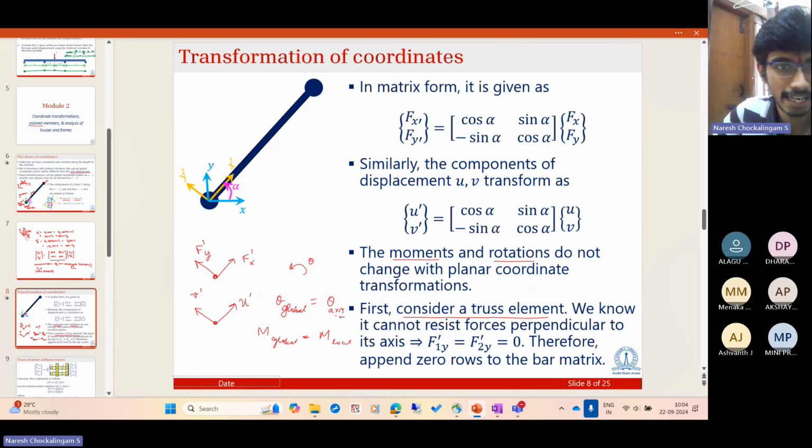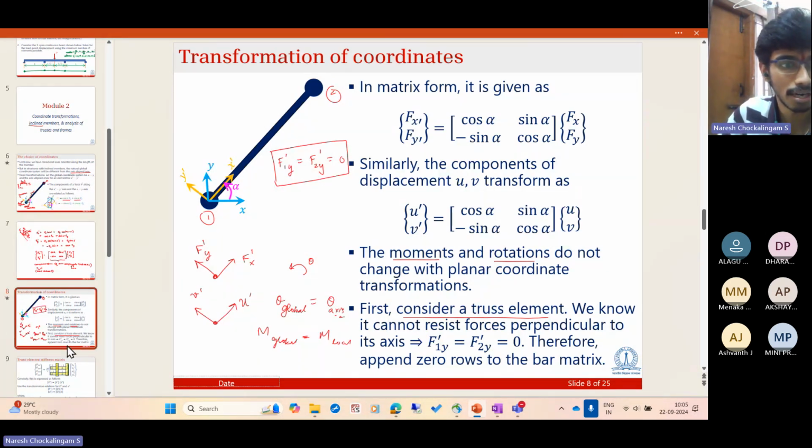We know that a truss element cannot resist forces perpendicular to the axis. So F1 y dash is equal to F2 y dash, which should be 0. What is F1 y dash? It is the transverse load at node 1. So this is node 1, this is node 2. F means force, 1 means applied at node 1, and y dash is the direction. The dash represents the axis aligned coordinate system, and y dash is the transverse direction in the axis aligned coordinate system. So these two have to be essentially 0.